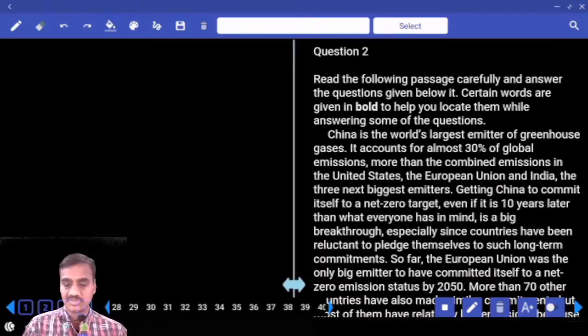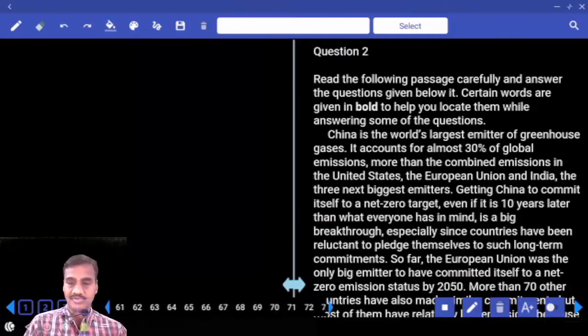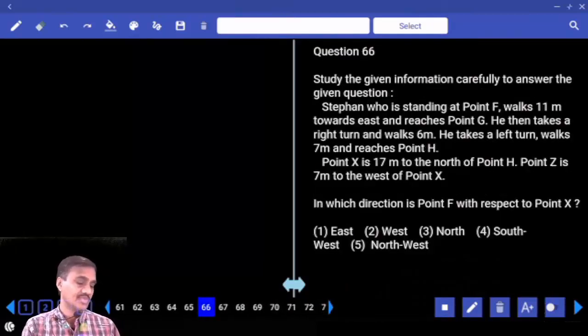Question numbers 66 onwards. Now in this question number 66, this must be the first priority. In 66 and 67, only two questions are based on these directions.